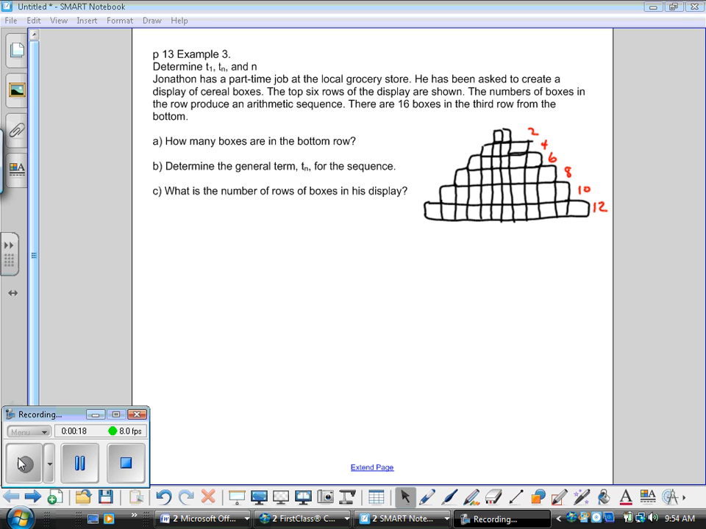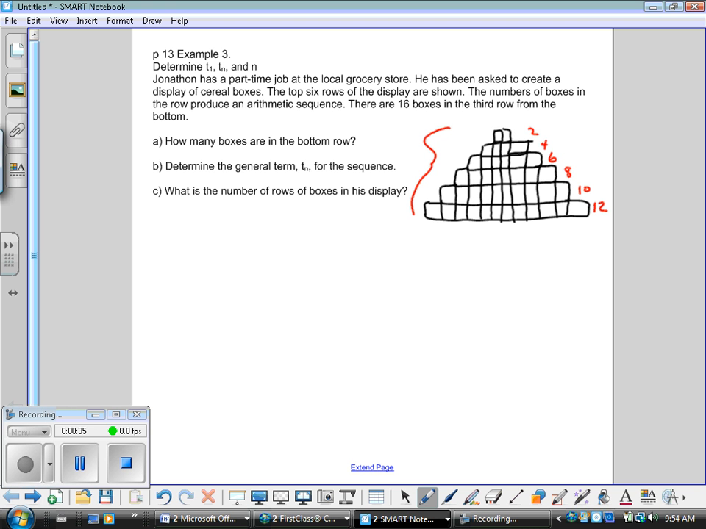Okay, this isn't a sequence that continues on. It's going to have a given number of terms, and so we're going to figure out how many there are. We have a diagram here that shows us the top 6 rows in this display. Okay, I'll read you the question.